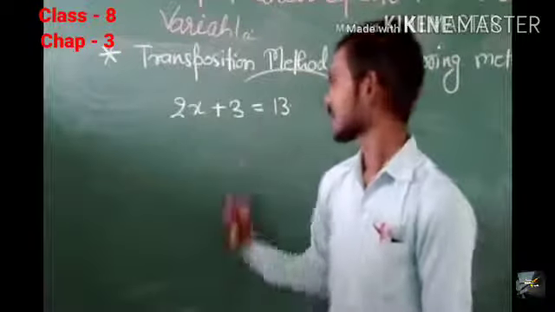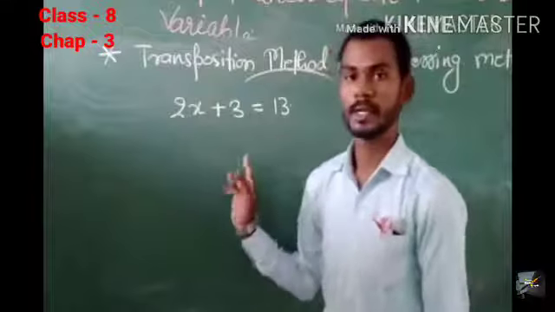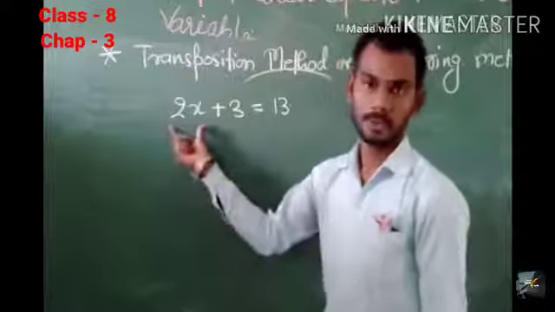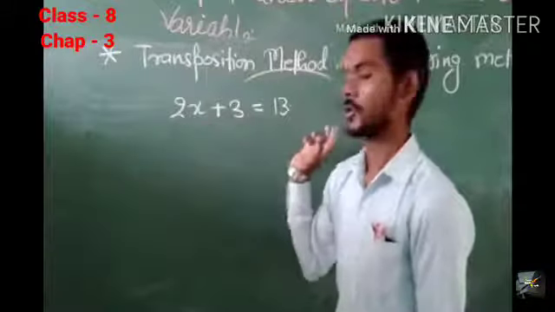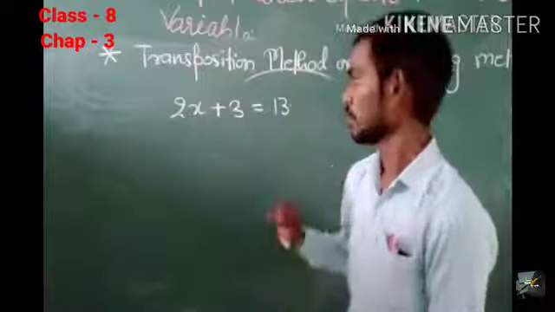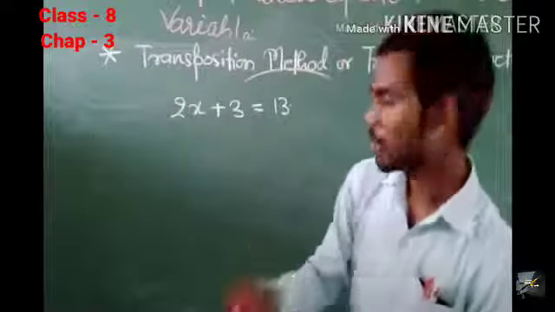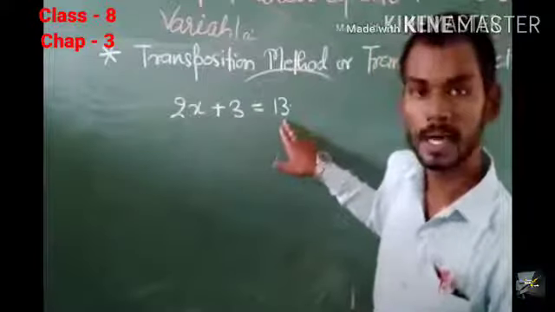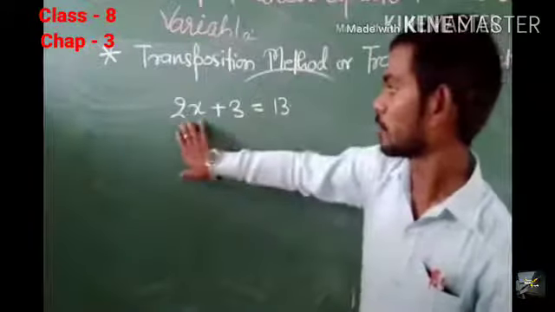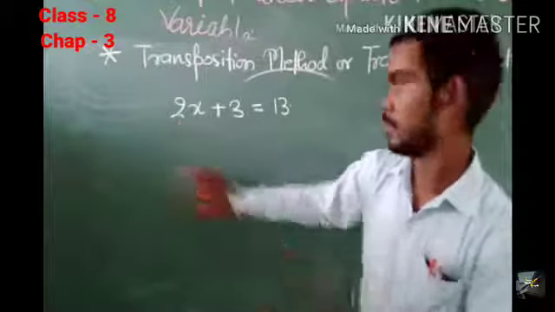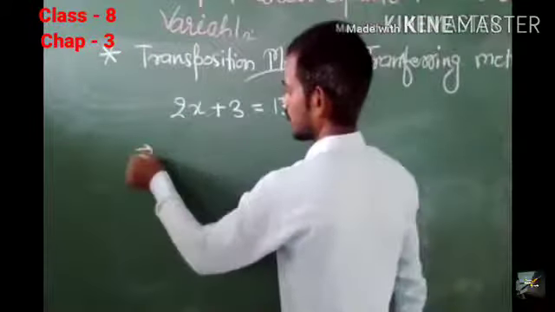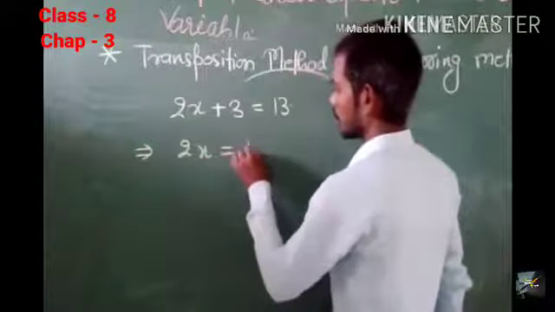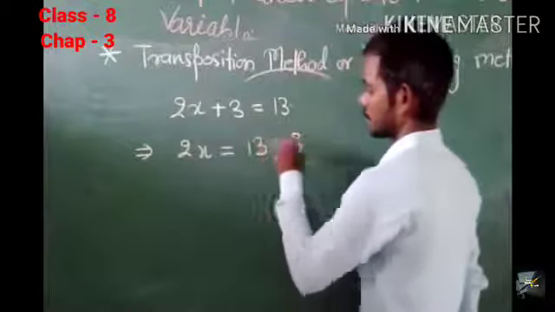Here we can see that in the equation there is only one term which is the variable, that is 2x, and all other terms are constant. So here we need to transfer only the constant term from left hand side to right hand side, and the term 2x remains the same. Here we get 2x is equal to 13 minus 3.